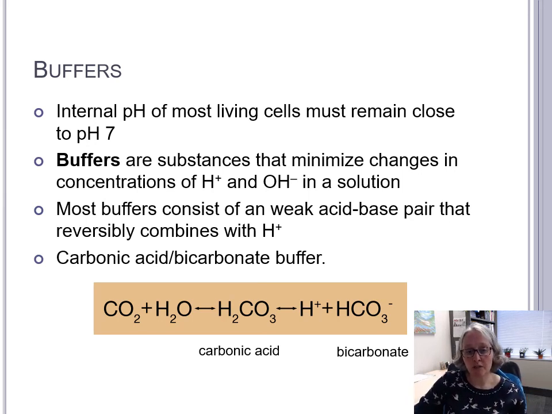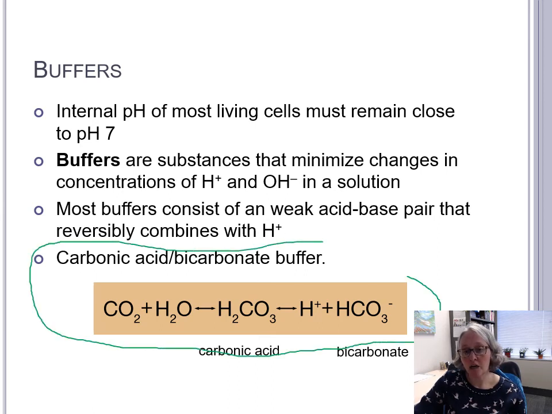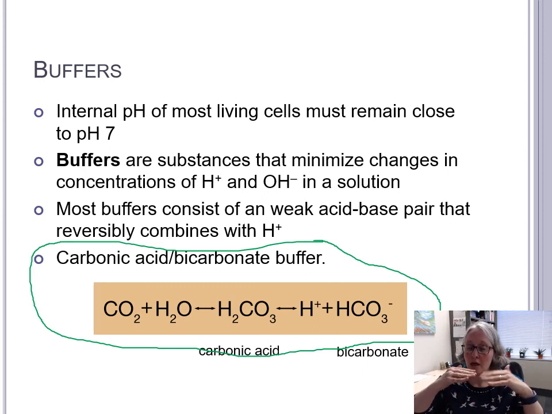One important buffering system that you'll learn more about in A&P is the carbonic acid bicarbonate buffer system. What happens is carbon dioxide can combine with water to form carbonic acid. This carbonic acid can break apart to form bicarbonate and hydrogen ions. This is how living systems are able to maintain a pH. If it gets too acidic, it can accept some of those hydrogens. If it becomes too basic, it can then donate hydrogens to maintain a set pH.